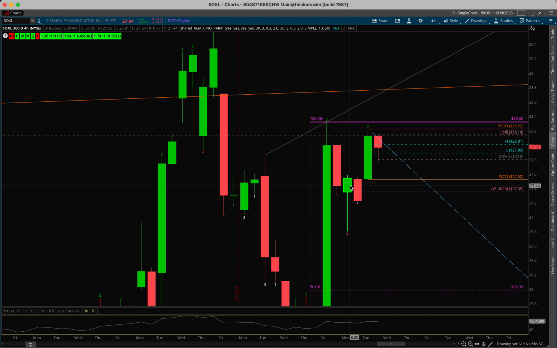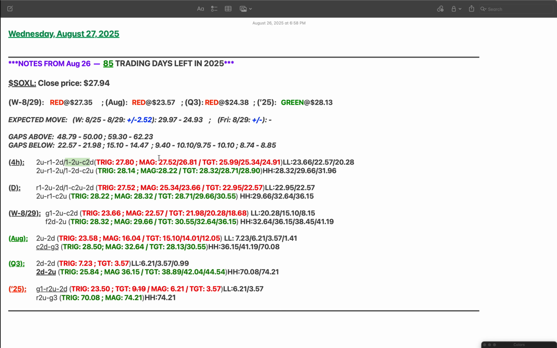The target is the low of the candle to the left of the 1. So the trigger at 27.52, and we have a target of 26.81. So we can see that, again, the 4-hour triggers at 27.80, this 2-1-2 down, magnitude of 27.52, which would then trigger the 1-2 up combo 2 down with the magnitude of 26.81. We've got some extended targets here, but we don't really need to look at those because they really will come into play with the day.